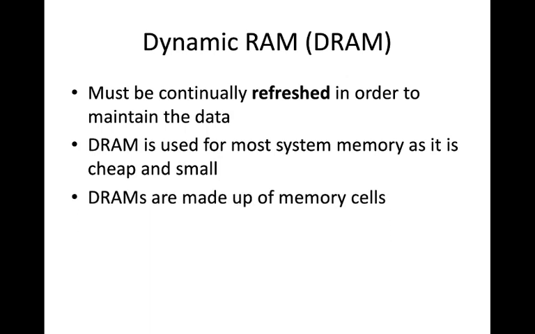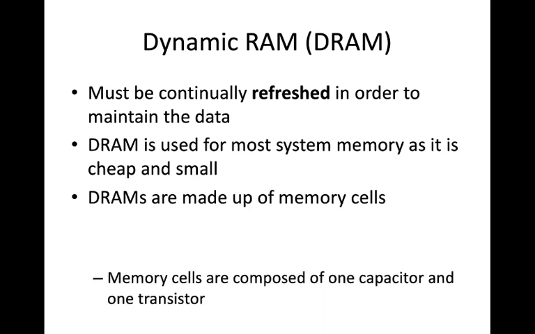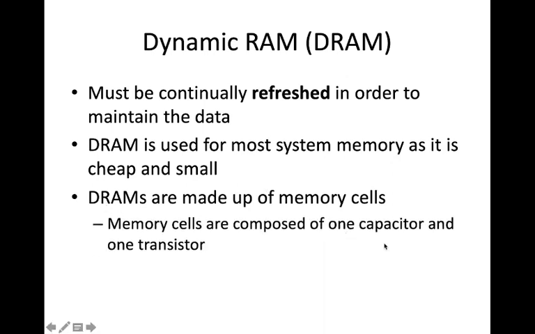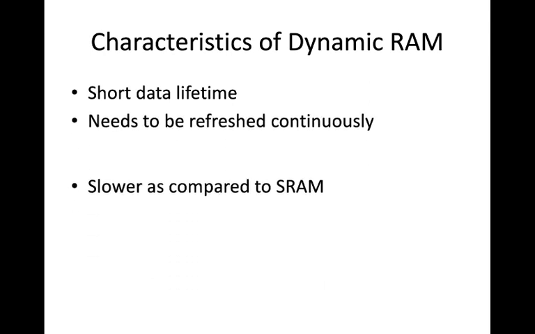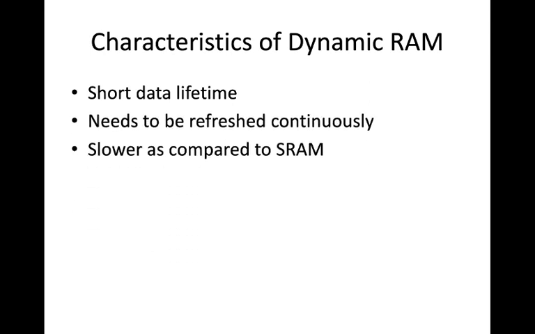DRAMs are made up of memory cells, and these memory cells are composed of one capacitor and one transistor. In the case of SRAM, it consists of 6 transistors and no capacitors. In the case of DRAM, we have a single capacitor and a single transistor. So these are the characteristics. It has a short data lifetime and needs to be refreshed continuously. It is slower as compared to SRAM.